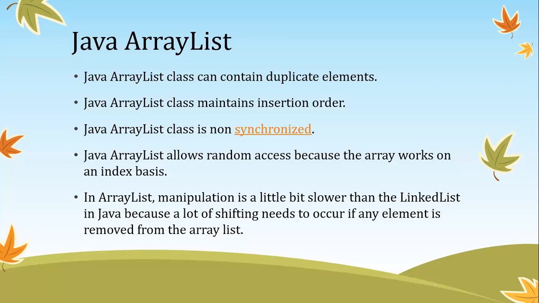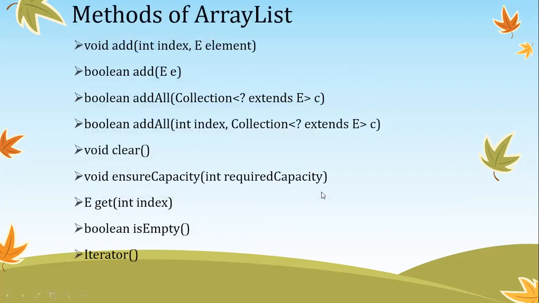The ArrayList in Java can have duplicate elements also. It implements the List interface. We can use all the methods of the List interface here. The ArrayList maintains the insertion order internally. It inherits the AbstractList class and implements the List interface. Some of the points about ArrayList we already discussed. So let's understand some of the methods of ArrayList.